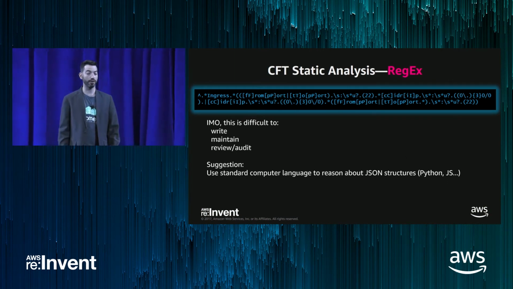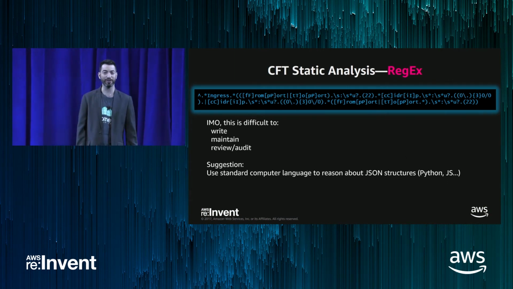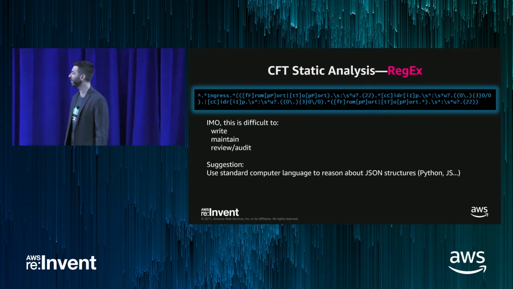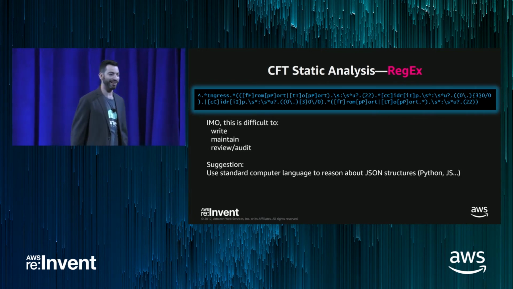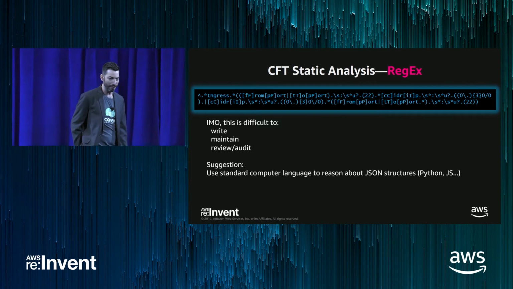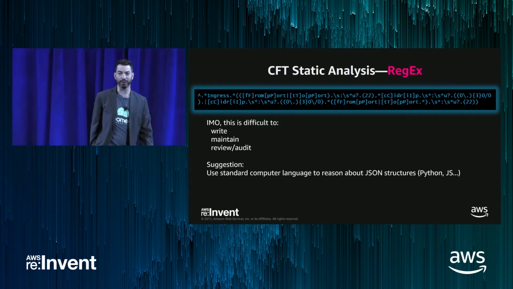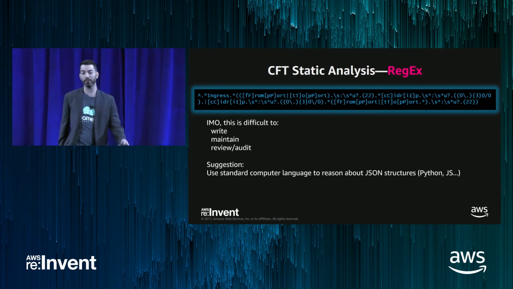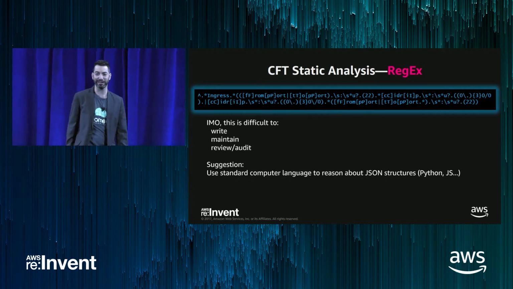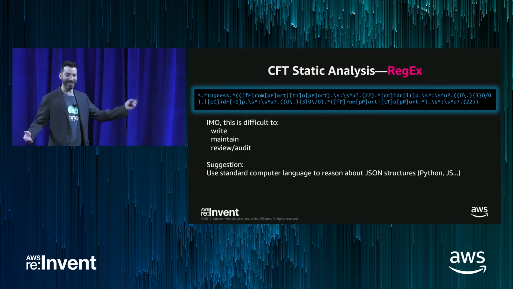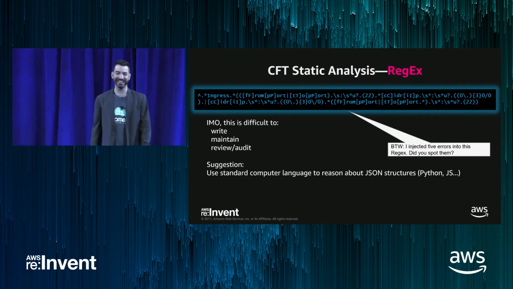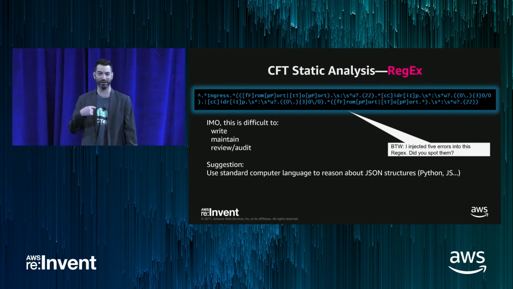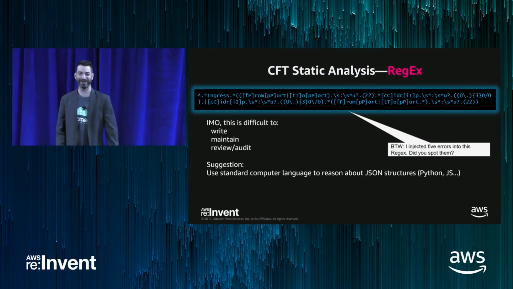The first thing I want to talk about is regex. Regex or regex? I don't know. Regex, I'll say. So this is the rule that matches SSH open to the entire world. I find it pretty difficult to read. And even if I wrote it, a regular expression is considered a hashing function. You can write it, but you can never read it back. So I cannot read it. And by the way, I've injected 5 errors into this rule, which I cannot find.